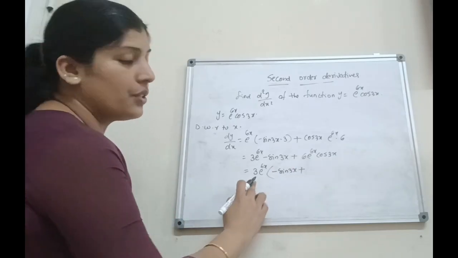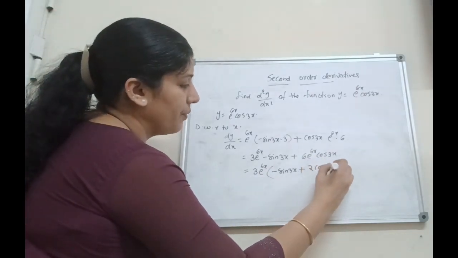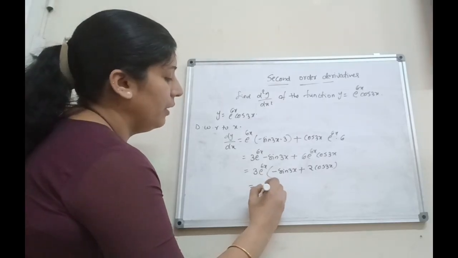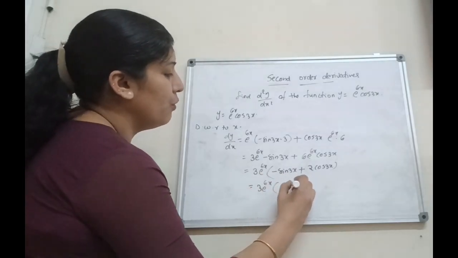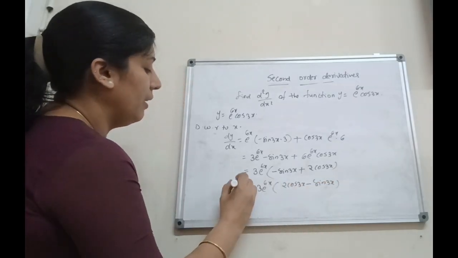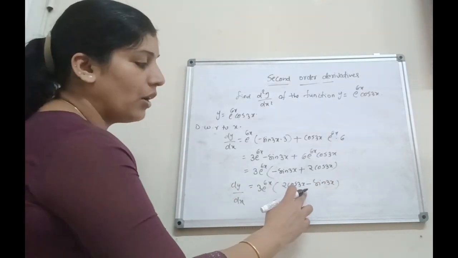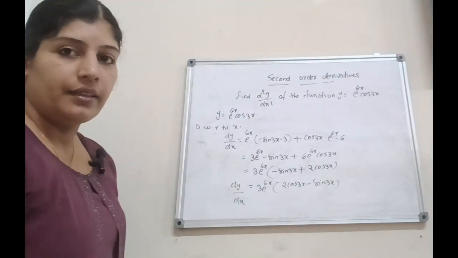We can take 3 e raised to 6x outside. Therefore, remaining is 2, that is 2 cos 3x. That is equal to 3 e raised to 6x into (2 cos 3x minus sin 3x). Therefore, dy by dx equal to 3 e raised to 6x into (2 cos 3x minus sin 3x).